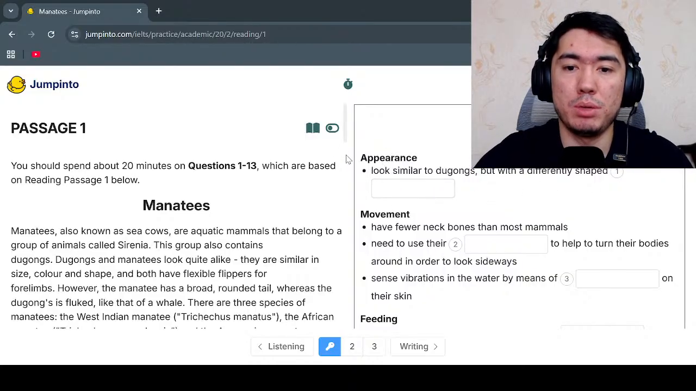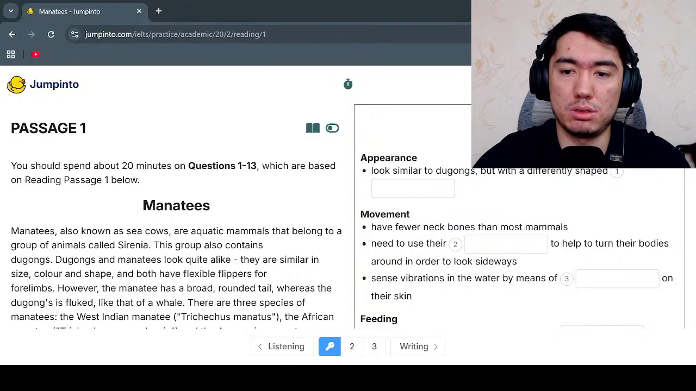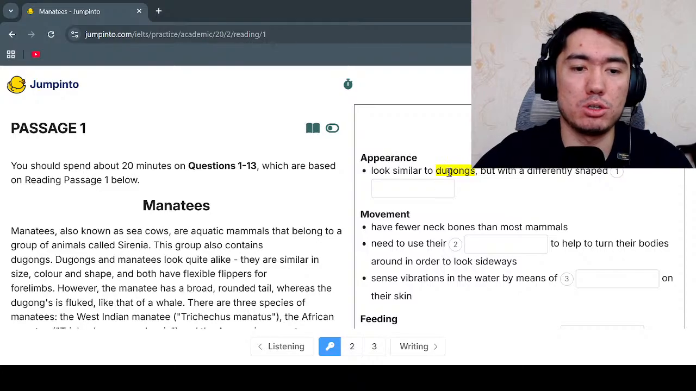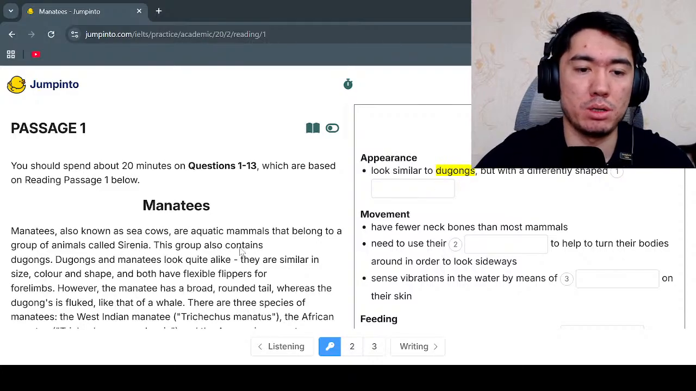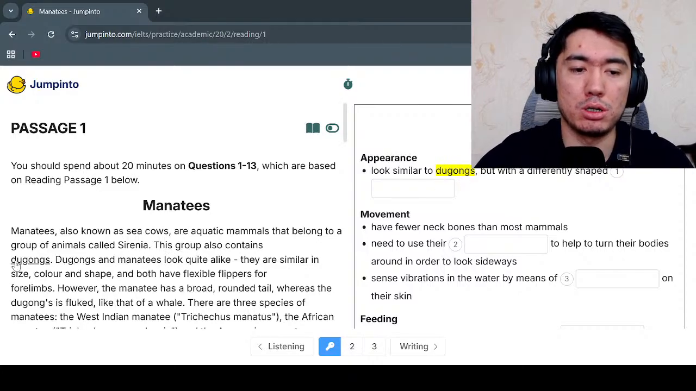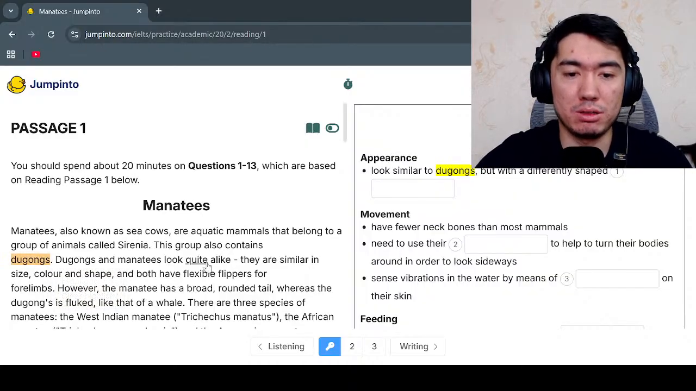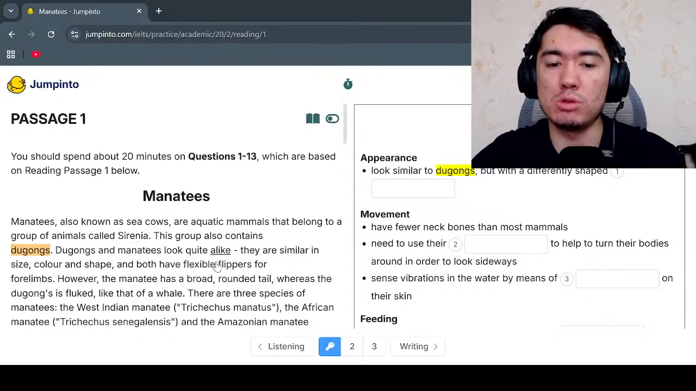So I need the appearance of this, I think it's a plant, but with a differently shaped something. Okay, dugong is going to be my location keyword. Those are very important. So where is dugong? There you go, right? I'm not reading anything, I'm just looking for this word, dugong.